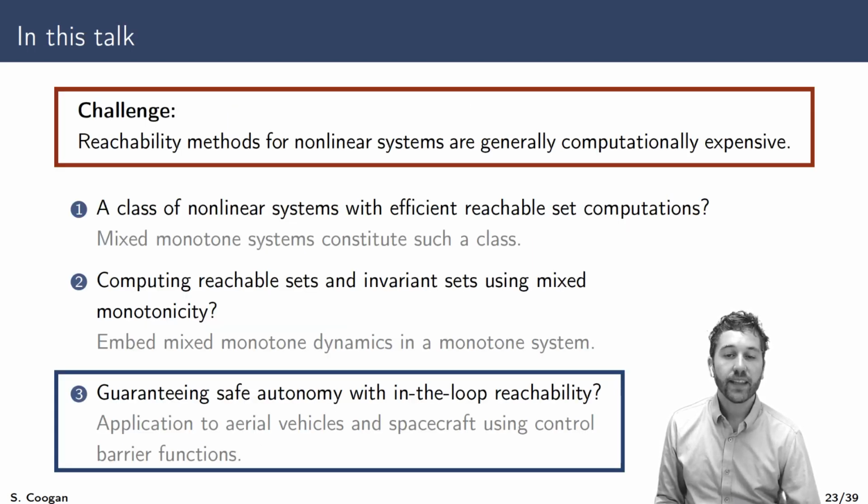Okay, in the last part of this talk, I will show how we are using mixed monotone systems theory to guarantee safe autonomy by including reachable set computations in the control loop. I won't go into the technical details too much, although there is some rich theory here, particularly pertaining to novel constructions of control barrier functions. Instead, I'll just try to give a high-level overview of our general approach and show some examples.